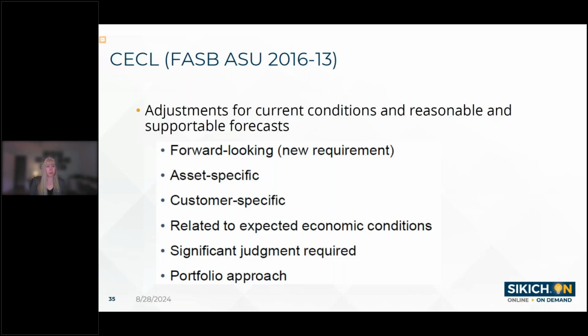You also may want to further break that down into customer-specific categories, because if you have similar risk characteristics, you're required to pool them or use a portfolio approach. But to the extent that you have certain customers that may be outliers or not share similar risk characteristics, you may need to get down to a customer-specific level. You want to make sure that your allowance calculation is related to the expected economic conditions that go along with that particular asset. So there's going to be significant judgment required in developing these estimates. Next slide.